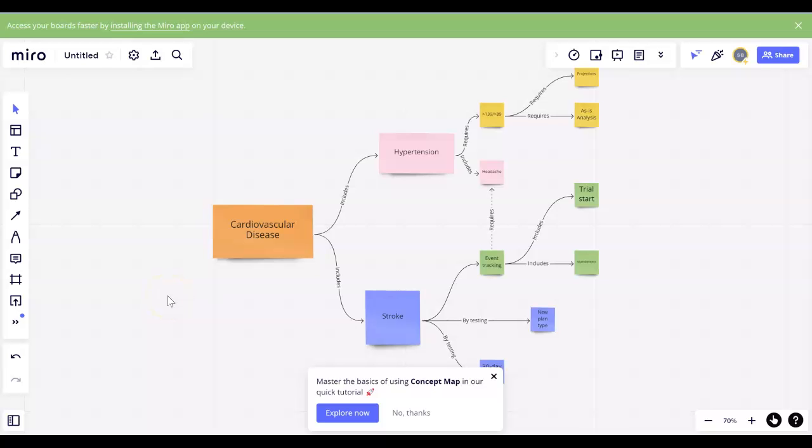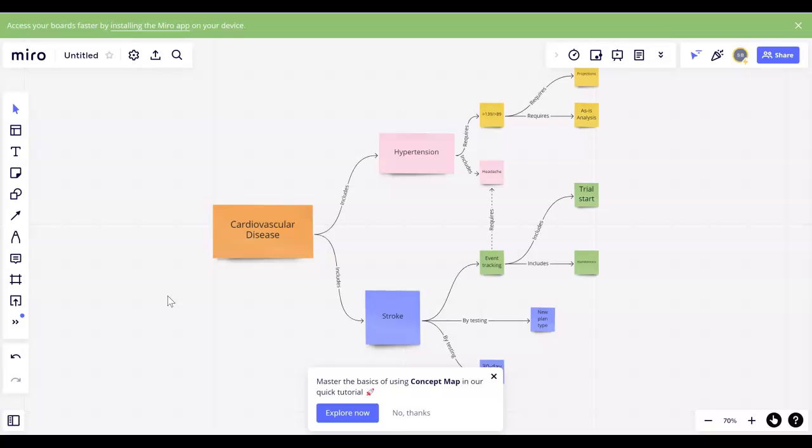Hello, I'm Dr. Sri Banerjee, and in this quick tutorial, I'll go over this new state-of-the-art cloud-based app known as Miro, and how to effectively use this to construct a concept map.